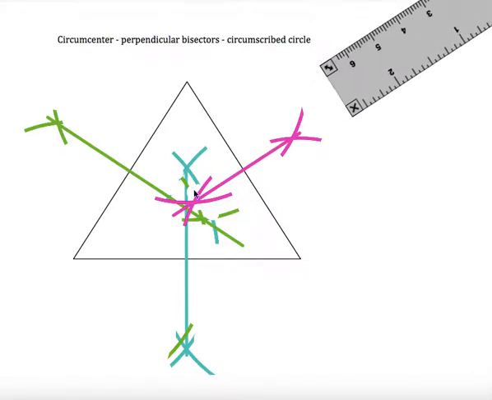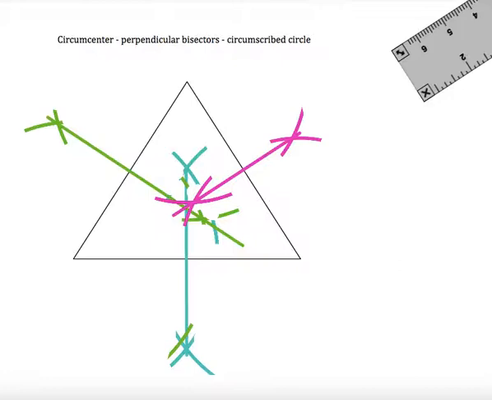So if everything has gone right, you should notice that all three of these lines intersect at that same point. And that point where they intersect, that is called the circumcenter. So this right here is the circumcenter.